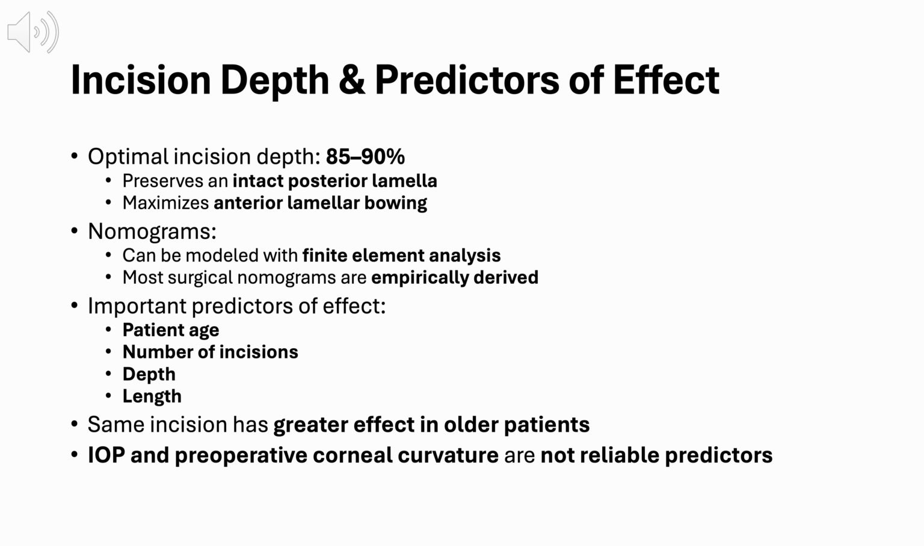Several factors reliably predict the strength of the effect. These include the patient's age, the number of incisions, how deep they are, and how long they are. For the same incision pattern, older patients tend to have a greater effect, likely due to age-related changes in corneal biomechanics. In contrast, intraocular pressure and preoperative corneal curvature are not reliable predictors of how much an incision will produce, which highlights the importance of technique and patient-specific factors over baseline measurements.